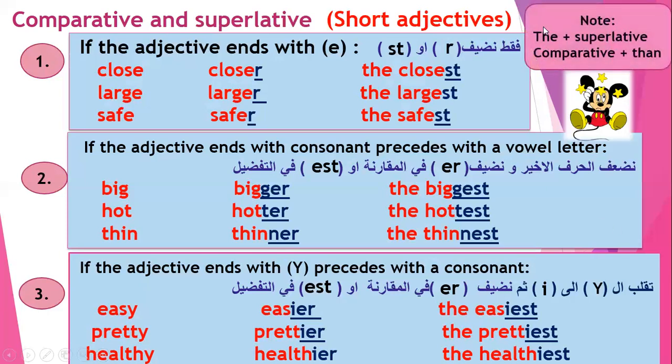ملاحظة note the it comes with superlative. the تأتي مع درجة التفضيل while comparative it comes with than. يعني comparative المقارنة يأتي بعدها than. أما superlative فتسبق بكلمة the.